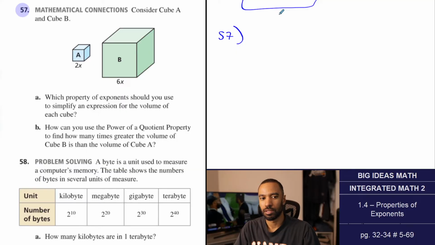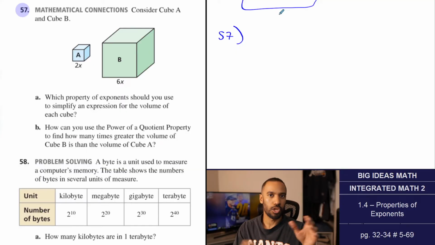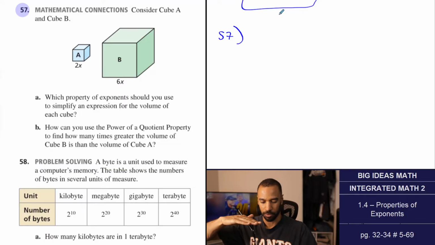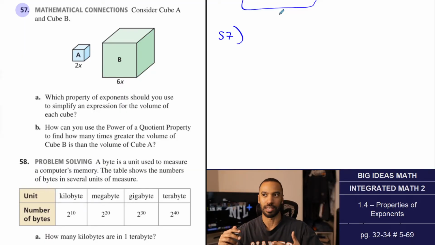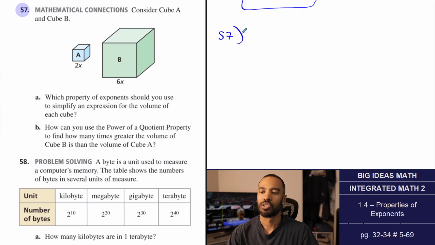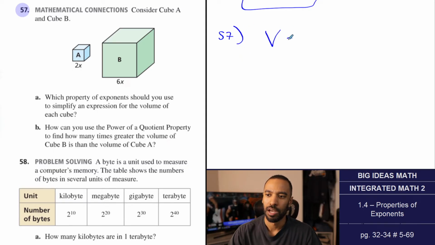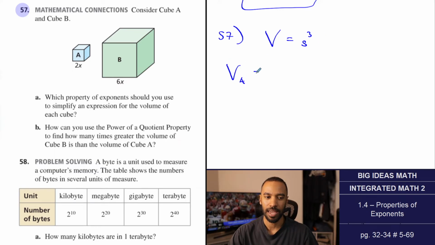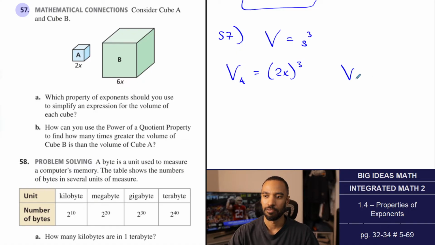So a cube has all equal edge lengths. The faces are congruent. There's 6 of them and all equal edge lengths. So when you find the volume of a cube, you multiply the length, width, and height. They say, side cubed or whatever. So when you find the volume of a cube, it's any of the sides raised to the 3rd power. So the volume of cube A would be 2x to the 3rd power, and the volume of cube B is 6x to the 3rd power.